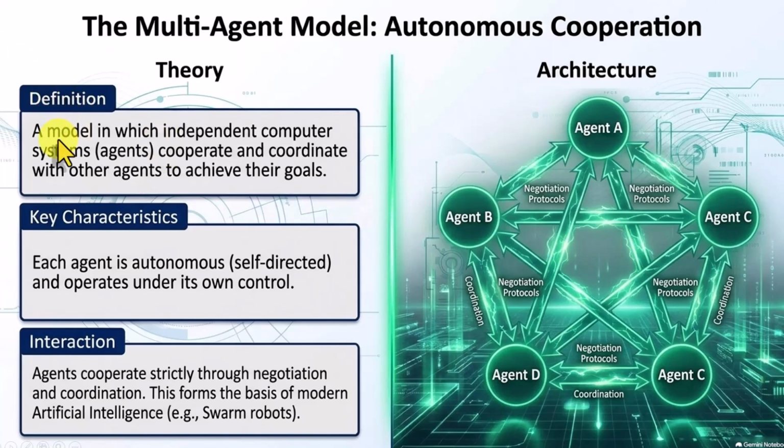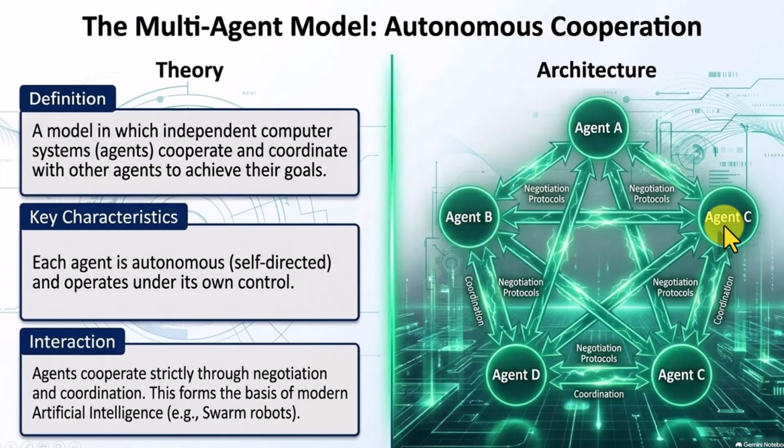So see the definition: a model in which independent computer systems or agents cooperate and coordinate with other agents to achieve their goals. Here, each agent is autonomous. It means self-directed. Agent A works with its own rules, its own hardware. So it is completely self-directed, and operates under its own control.